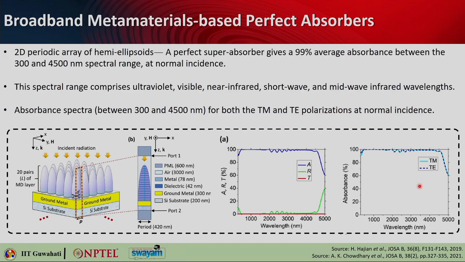So this particular structure, as I mentioned, is an ultra broadband metamaterial based perfect absorber. This kind of absorber is also called a super absorber because it gives you almost 99% average absorption, and that is a big thing, 99% average absorption between 300 to 400 nanometer spectral range at normal incidence. And this spectral range comprises, as I mentioned earlier, UV, visible, near infrared, short wave and mid wave infrared wavelengths. So that's a pretty wide range. So this kind of metamaterial absorber can be designed.